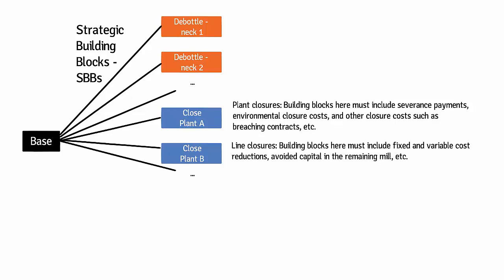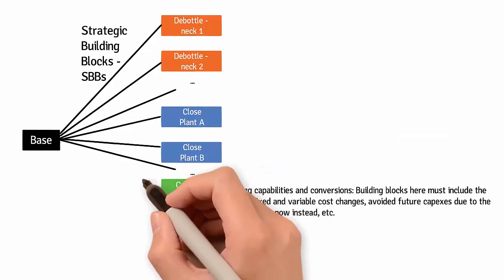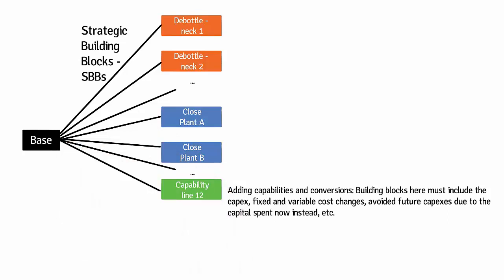Line closures. If you have more than one production line in a plant, you should develop one shutdown case for each line. If you have 3 production lines in a certain plant, you should have 3 line closure SBBs for this plant. Capabilities. You should then develop SBBs for relevant additions of capabilities in a plant, to invest for enhanced or added product capabilities.